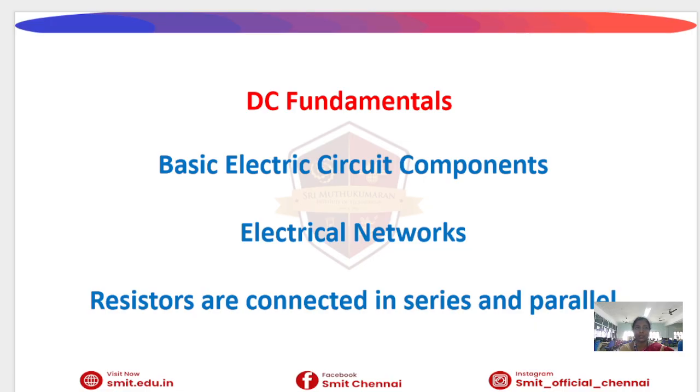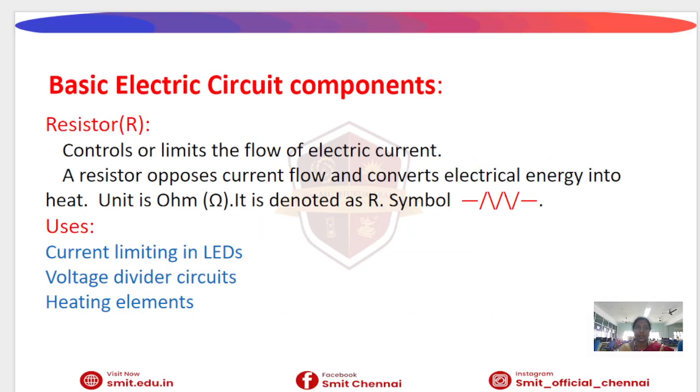To understand DC circuits, we must understand the basic components. The first and most important component is the resistor. What is a resistor? A resistor is a component that opposes or limits the flow of electric current. So how does it oppose the flow of current? If you want only 2 amps of current for the load, and we put a resistor in the middle of the load, it opposes or limits the flow of current.